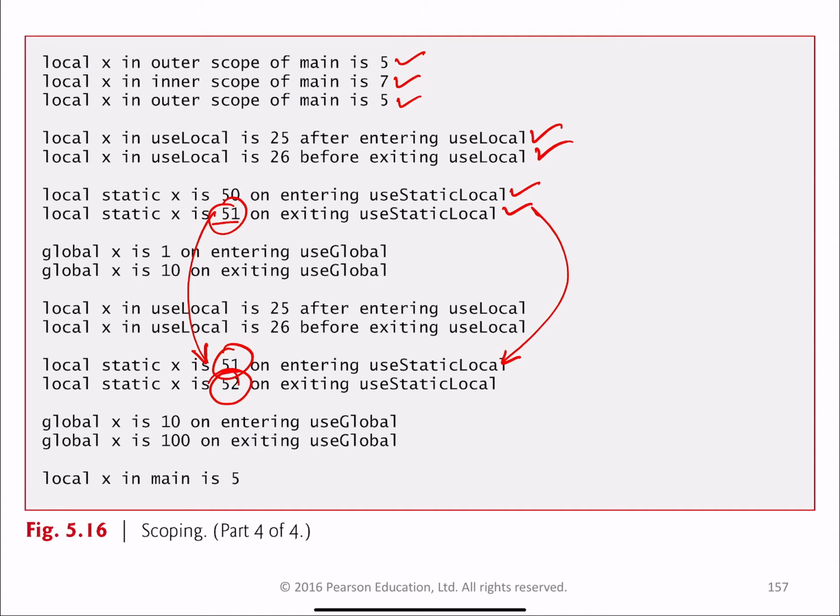For the useGlobal function, x starts at 1. This is the global variable x. You multiply it by 10, it becomes 10. The next time we call the useGlobal function again, x is still 10. The global variable x is 10. We multiply it by another 10, it becomes 100. And after calling all these functions, we again print out the value of x in main, which is still 5.